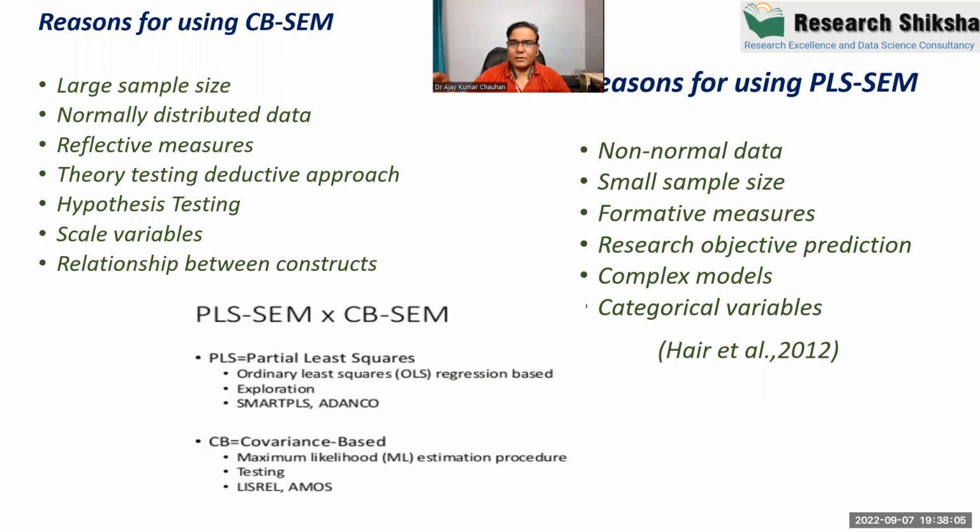Like in SmartPLS 4, we have very advanced algorithms like FIMIX, prediction-oriented segmentation, the permutation, the blindfolding, the PLSpredict. Then we have Gaussian copula. So there are different advantages or different algorithms available in PLS-SEM. These are not available in AMOS. So that's why the scholars are shifting from CB-SEM to PLS-SEM.